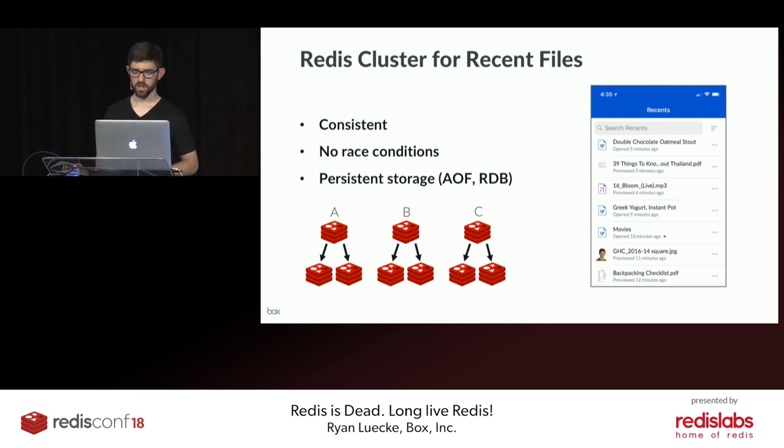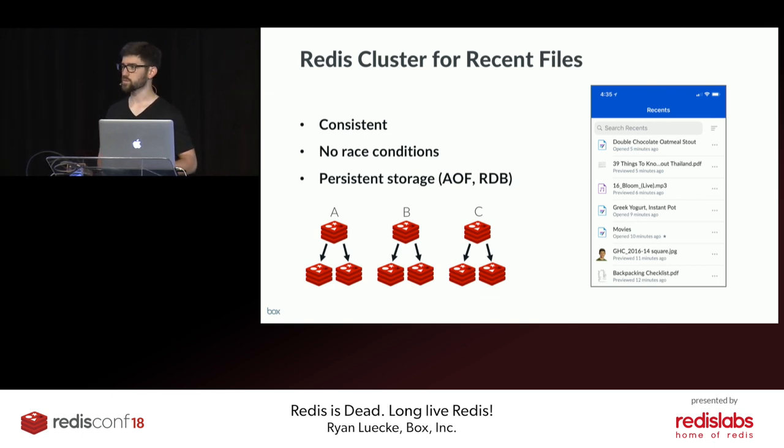OK, so now we have our recent files feature. And we've implemented these things in Redis Cluster. So the cluster is consistent from a data point of view. There's only 1 place to put that data. No race conditions, because we don't have these 2 tiers. And we have persistent storage. We have both the AOF enabled, as well as we're doing RDB snapshots.